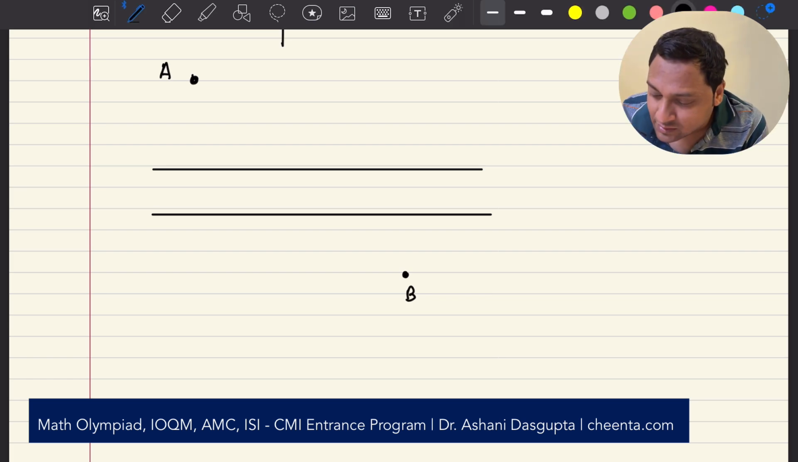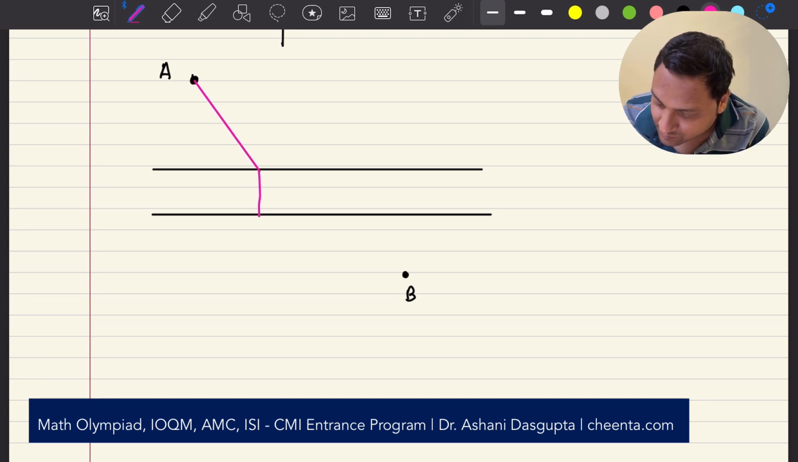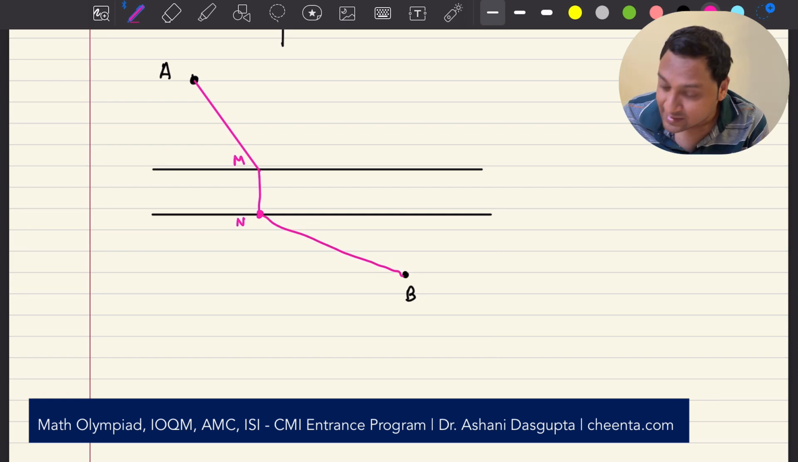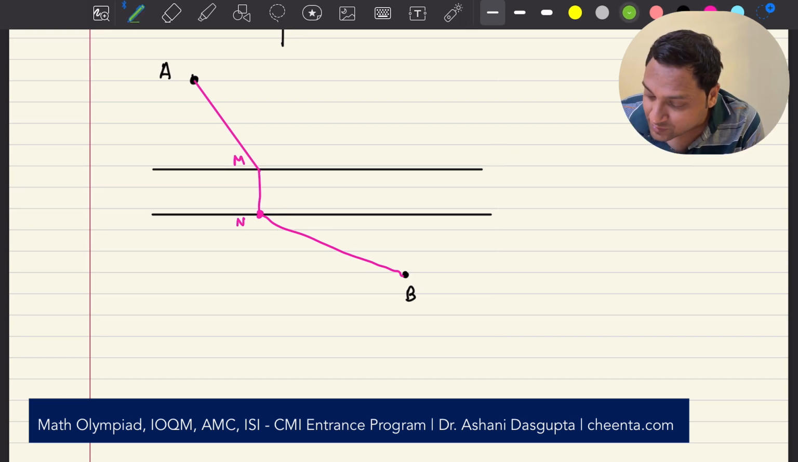So for example, the person could build the bridge here, then A to this point. Of course, he will come directly, and let's call this M and this is N, and then he will come from N to B. So of course, this pink distance has some number. You can measure it.